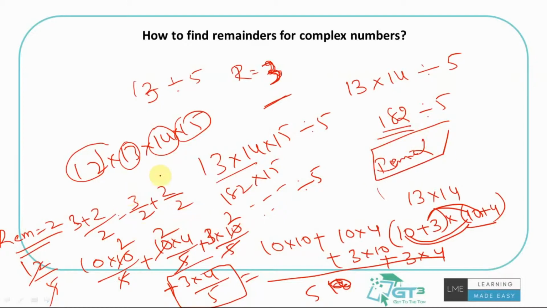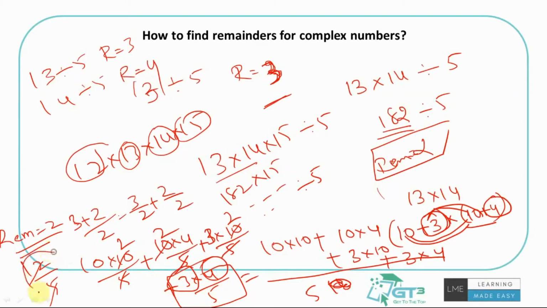So to not spend our time doing all of this, what did we do actually? What is the remainder when 13 is divided by 5? The remainder is 3. 5 2s are 10. So 3, which is what I've written here, right? And what is the remainder when 14 is divided by 5? The remainder is 4, which is what I've written here. And that's why we got 3 into 4 as the left out, which is finally deciding what the remainder is.